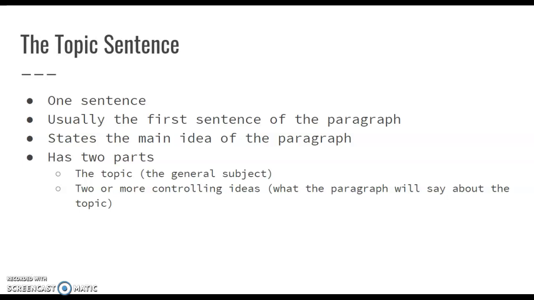The topic sentence is one sentence and only one sentence. Usually it's the first sentence of the paragraph, and it states the main idea of the paragraph for the reader. A topic sentence has two parts: the topic, which is the general subject, and then two or more controlling ideas, or what the paragraph will say about that general subject.